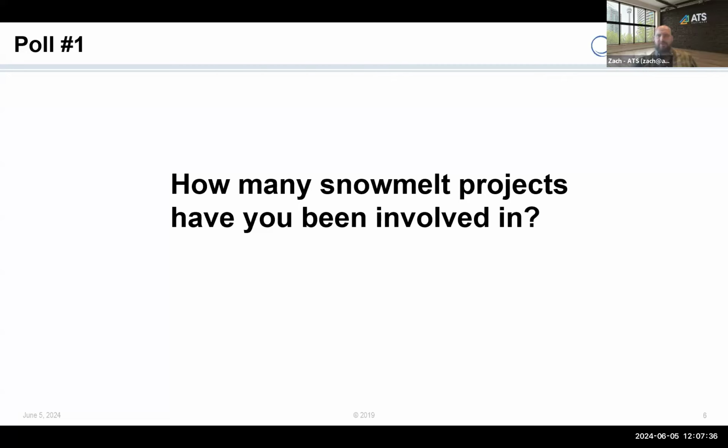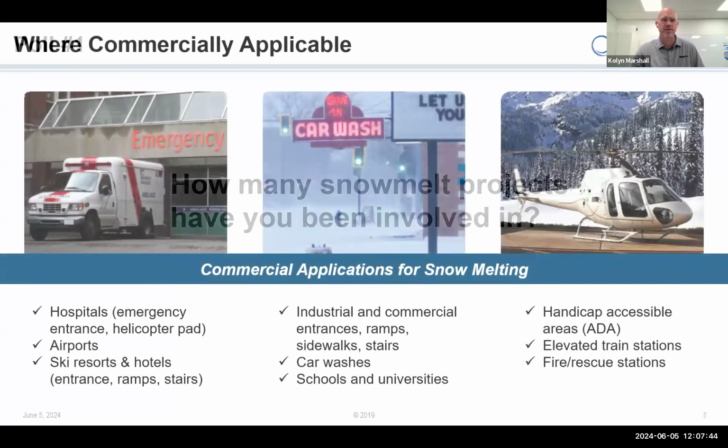Nothing coming so far. Maybe it's a fresh audience to snowmelt. That's okay. If this is new, this is the perfect intro experience for that.